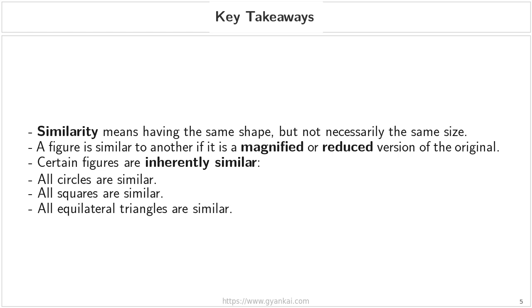Finally, keep in mind that some geometric shapes are inherently similar to one another by their very nature. Because their defining properties never change, all circles are always similar, all squares are always similar, and all equilateral triangles are always similar, regardless of how large or small they are. Now, before we move on, I want to highlight a very common pitfall that students often encounter, so please pay close attention to the next slide.